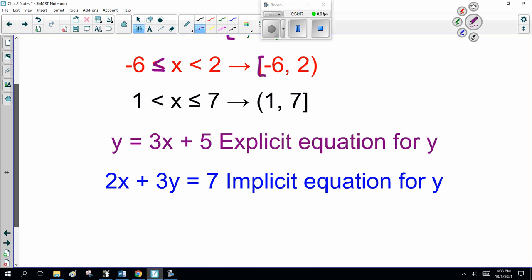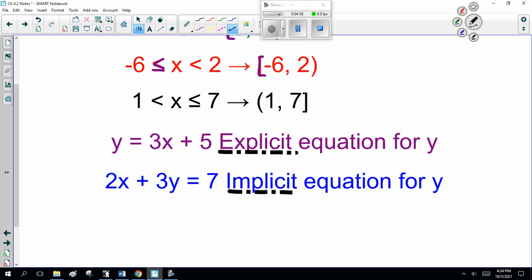Now, a definition you may see, explicit versus implicit. Explicit means it's written for y. Explicit equation for y means y equals. Implicit means y is in the equation, but it's not y equals. So I have seen that on the diploma. Which equation is explicit for y? Or write this explicit for y.